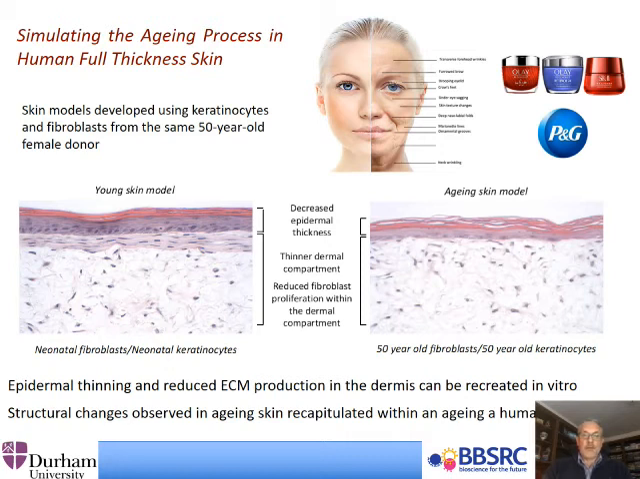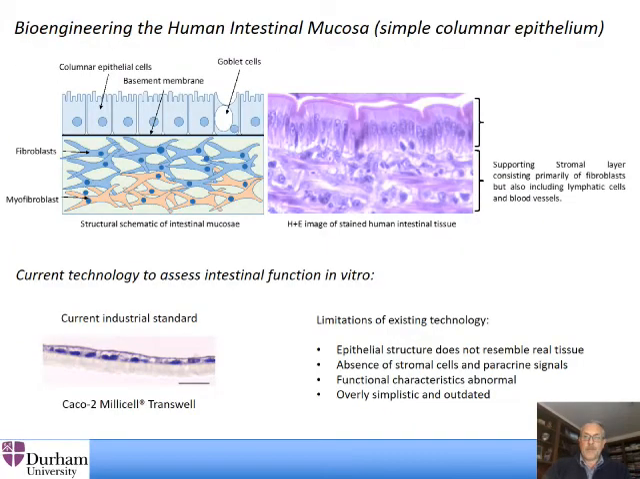simulate the aging process. So here we see a model of young skin versus aging skin, where we've used cells from a 50-year-old donor individual, and we see a much thinner epidermis, and there is less collagen in the dermal compartment. So let's change tack and look at a different model.